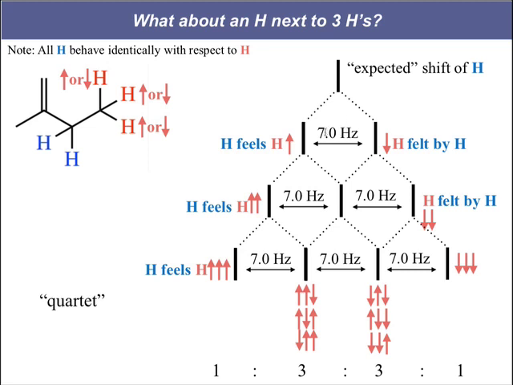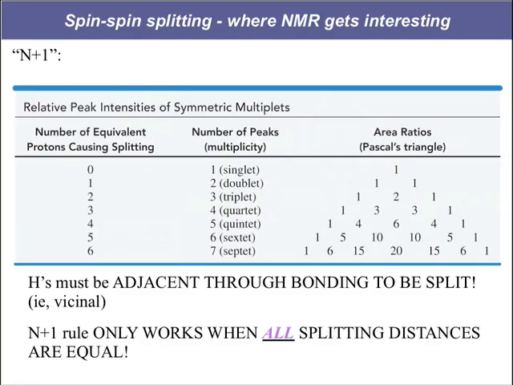And the fact that they're always equal means that they overlap appropriately. And that overlap causes our signals to be at those ratios. So if for some reason these distances are different, if one's 7 hertz, one's 11 hertz, one's 15 hertz, for example, we're not going to get this n plus 1 rule in effect.